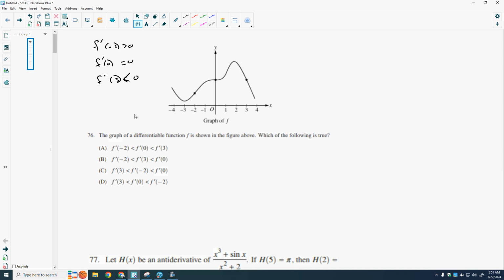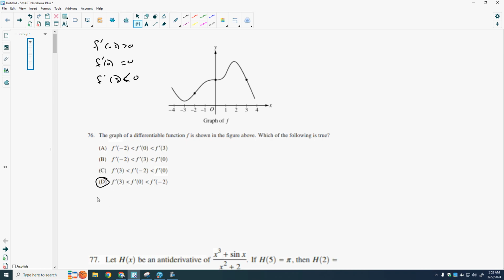And now make a comparison. Which one's the biggest? The positive. So -2 would be the greatest. Everything else is less than that. 0 is less, and a negative is less than that. So answer letter D.